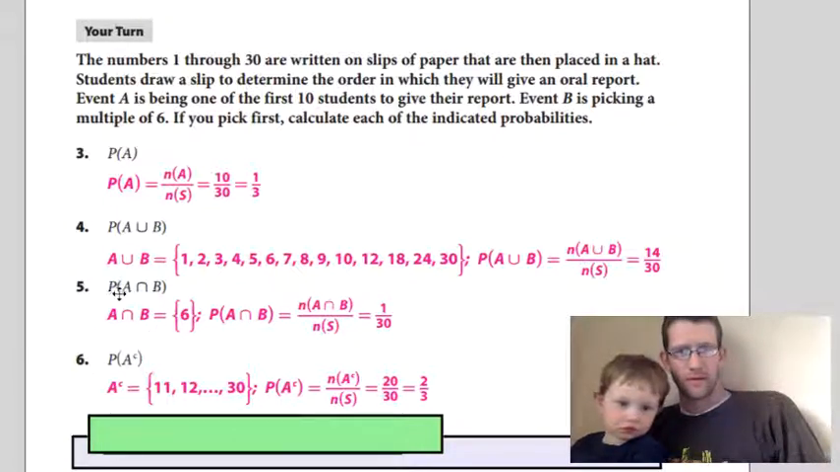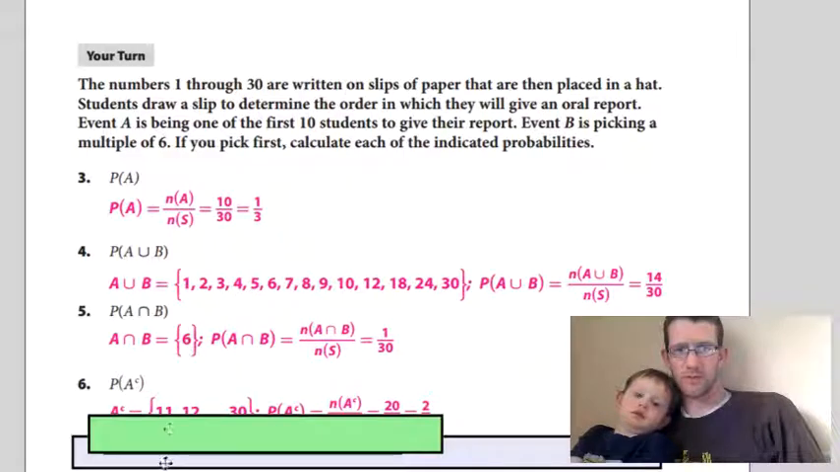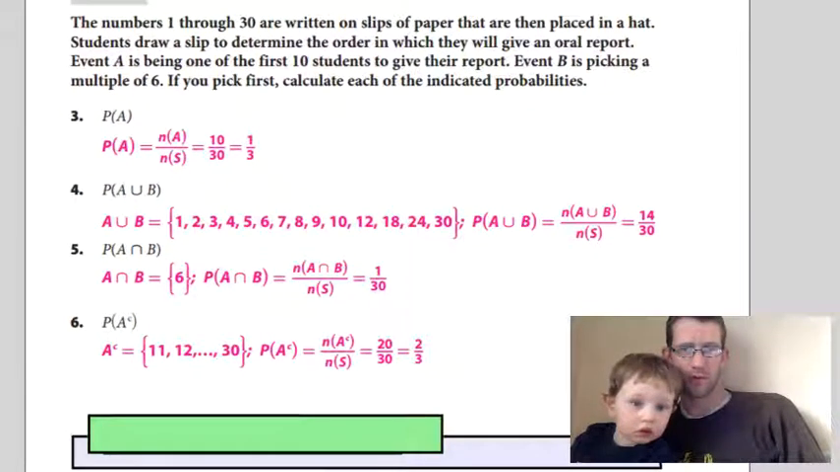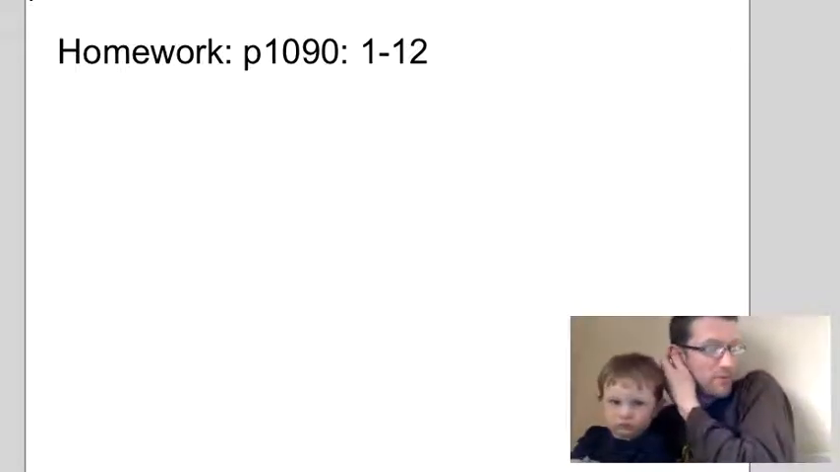The probability of A intersection B, right? The only value that's both in A and B is 6, so therefore it's 1 out of 30. And then finally, the complement of event A, right? Not being one of the first 10 means it's one of the other 20, so therefore it's 20 out of 30, or 2/3. Okay, that was just a warm-up for probability stuff.